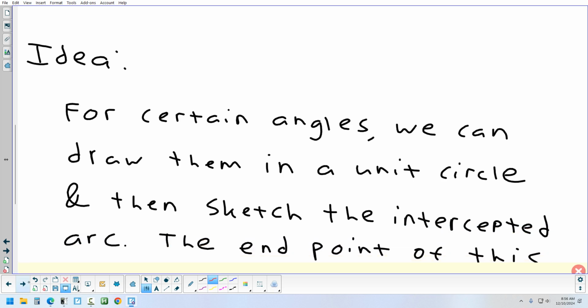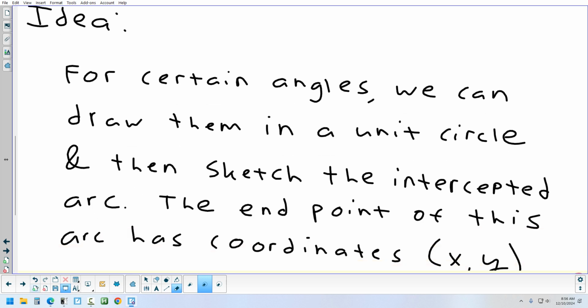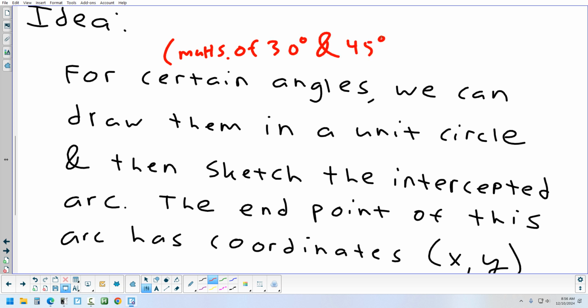All right. You know what? I think I'm going to reword that. Actually, that's fine. Just for certain angles, I'm going to be a little more specific. I'm going to say multiples of 30 and 45 degrees. And yes, there is some overlap there. Like 90 is a multiple of 30 and 45.